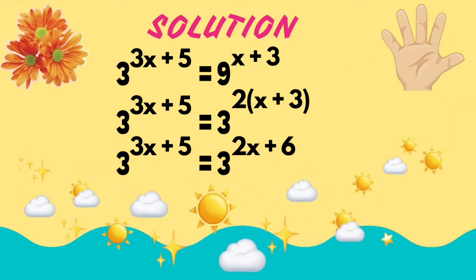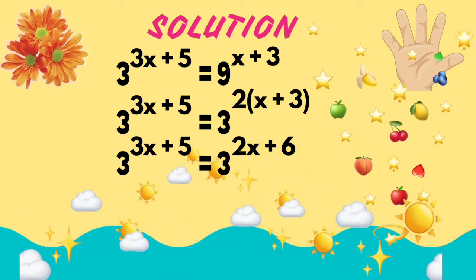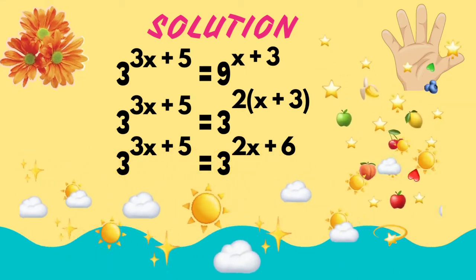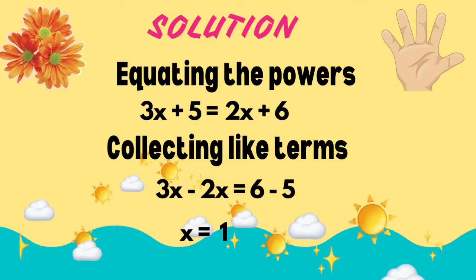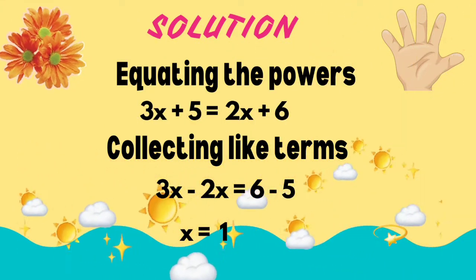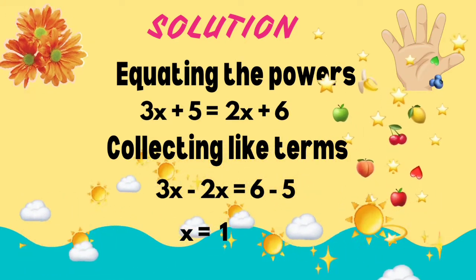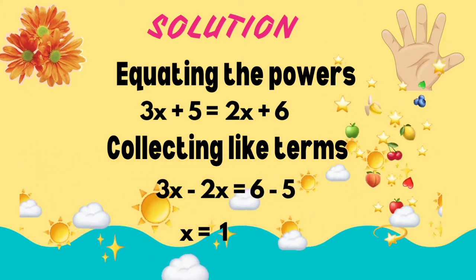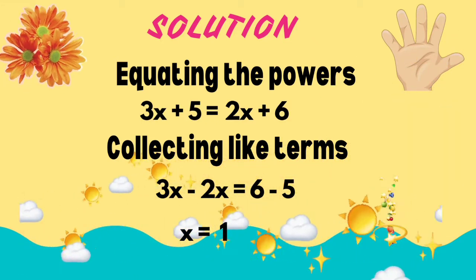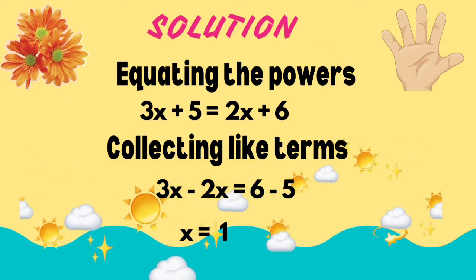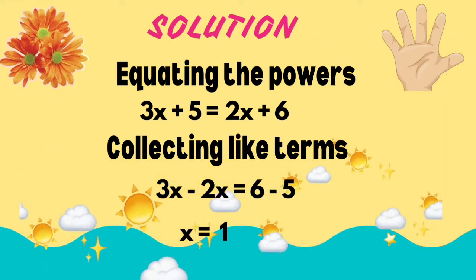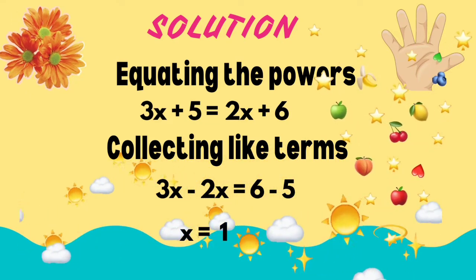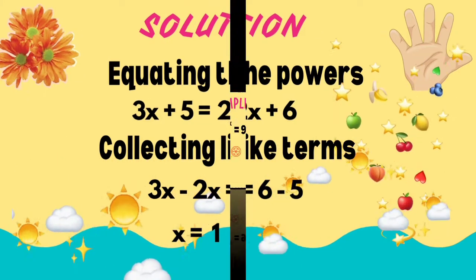The next thing we do, since the bases are the same, is to equate the powers on both sides of the equality sign. And so when you equate the powers, the bases will cancel out themselves, leaving you with 3x plus 5 being equal to 2x plus 6. When you collect like terms, you will be having 3x minus 2x being equal to 6 minus 5. Of course, we know that 3x minus 2x is equal to x, while 6 minus 5 is equal to 1. So the final answer will be x equal to 1.